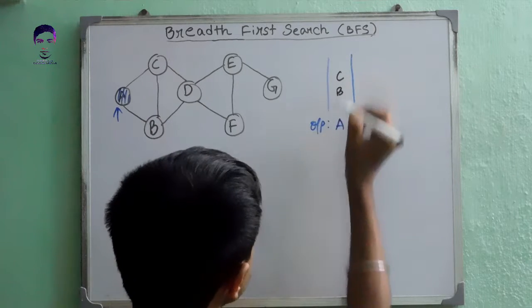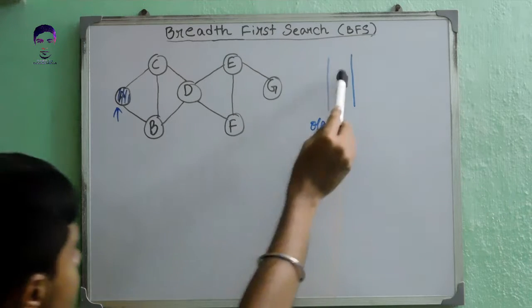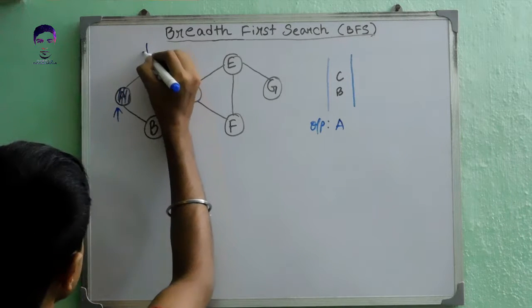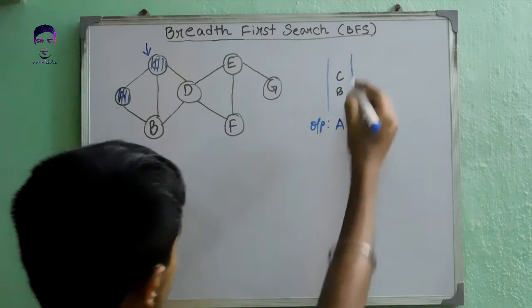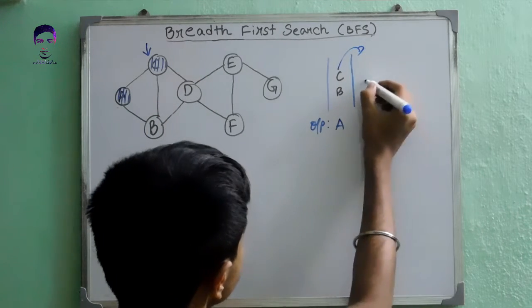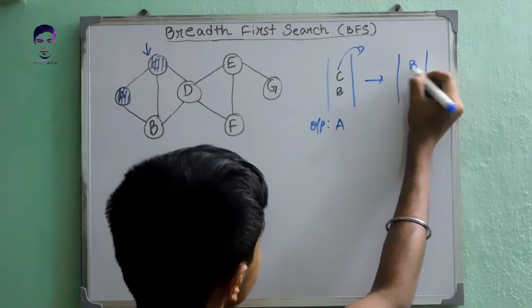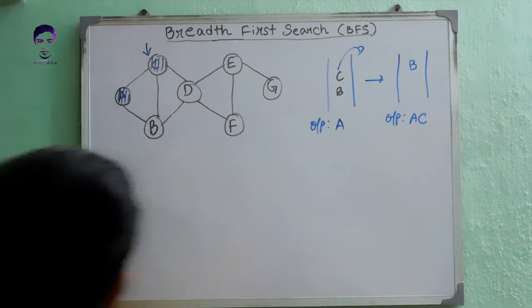B and C, right? Now what we will do, since C is at the top, we will update our currently working node to C, right? And we will pop it out. So now what it becomes is B at the top, output is AC, right?